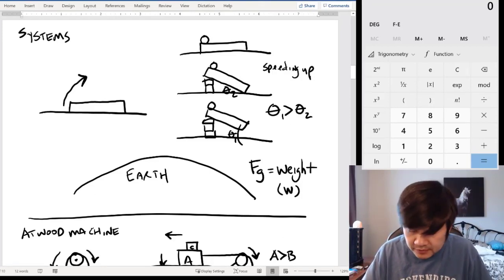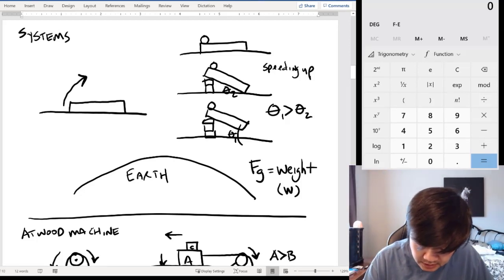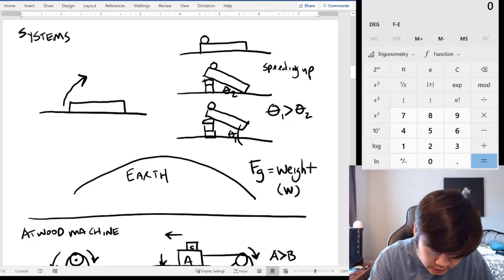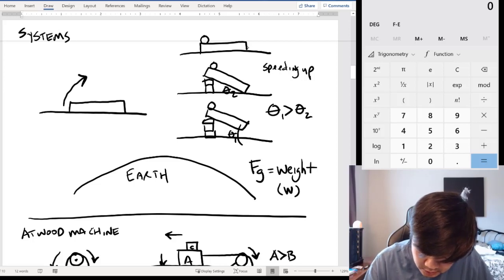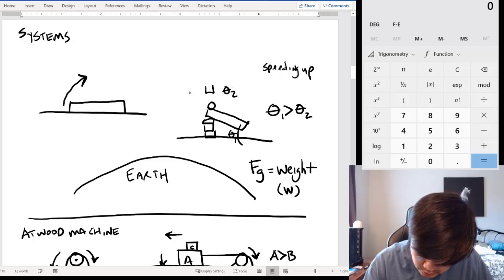All right, let's revisit the previous inclined plane and change our ball. So I'm just going to erase all this.